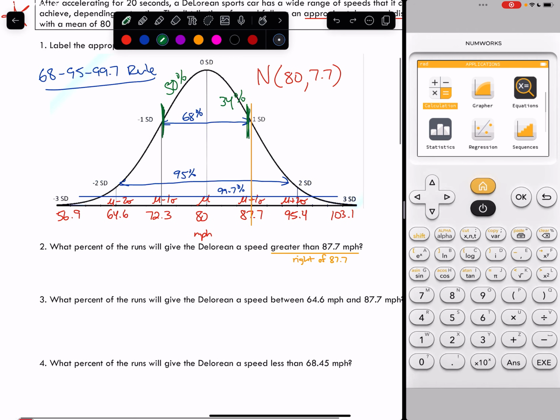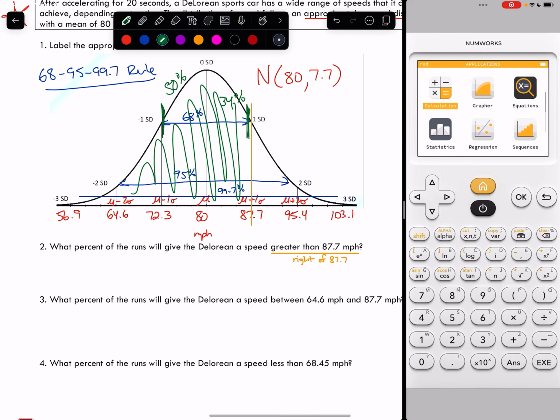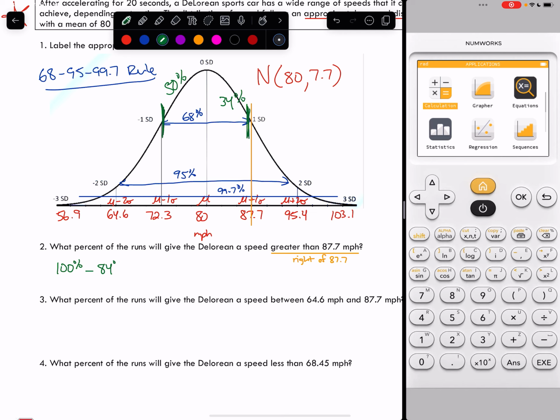Now the problem is that 84% is to the left of that line, but in reality I want this stuff to the right. And so because of that, I can think of this as the entire thing, right, 100% minus that 84%, which would give me a total of 16%. Okay, so that's one way to think about it, if that helps kind of make sense of that.